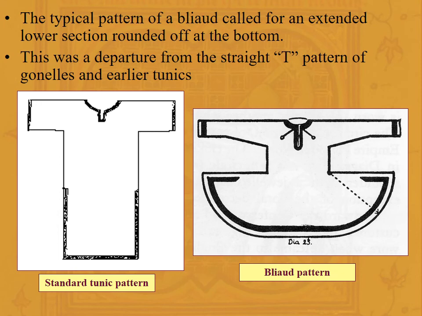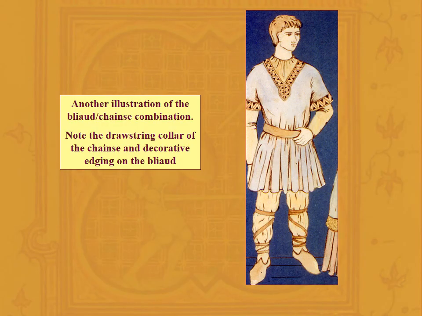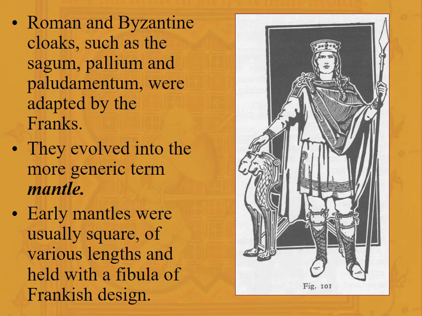Also, you kind of see here's the pattern. You see on the left the gonelle, or tunic, standard. You can see on the bliaud how it flares out. It has the rounded skirt, which gives her that fuller look. So here's a bliaud and chainse combination. Interesting drawstring collar. Lots of cross-gartering, so very typical for this era. Not just for lower class, but middle class and upper class as well.